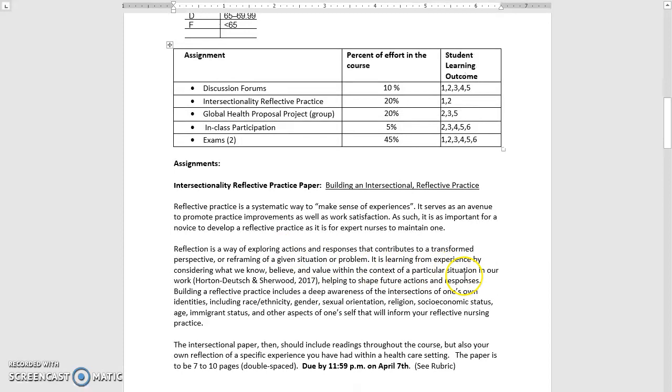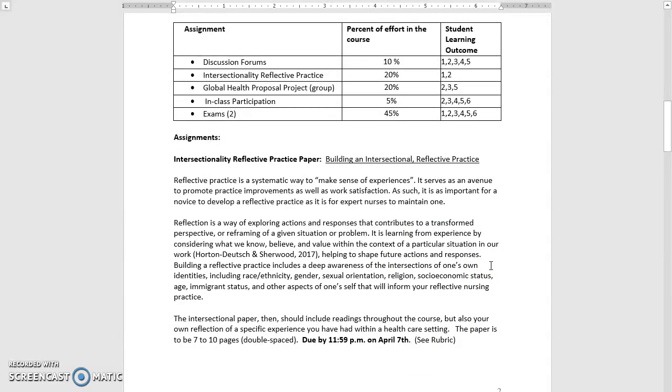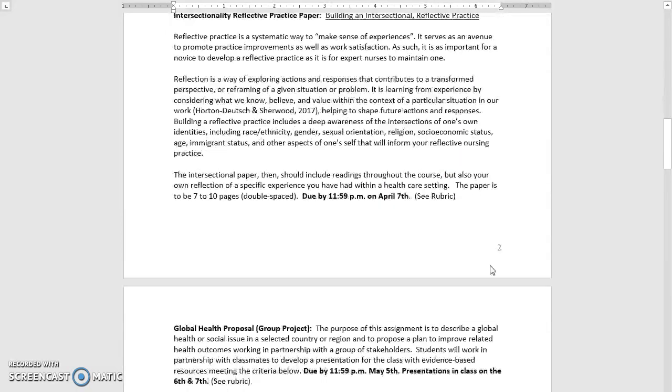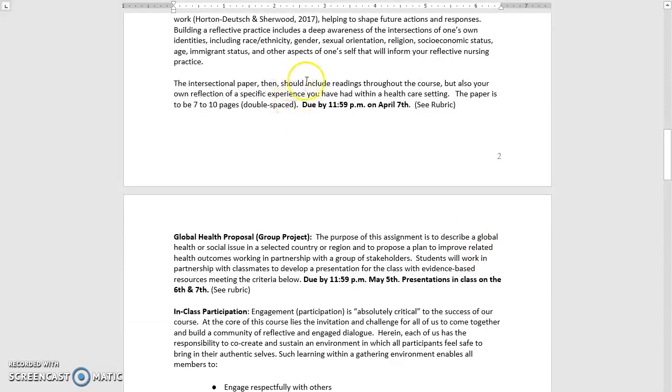So here's a description of our intersectionality reflective practice paper, and I want you to really key in on that word of reflective practice. I've given you the due date for these. You'll see the rubric, and you can read this on your own, and of course we'll talk about it in class. And you can see here it says should include readings throughout the course. Well, thus far in the course.